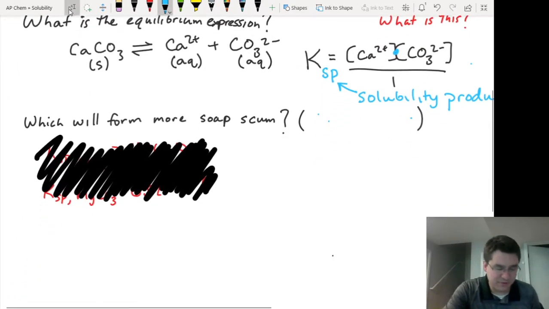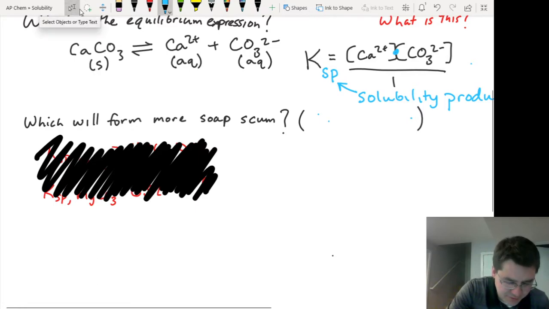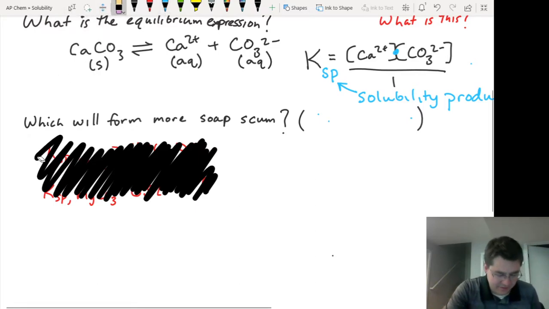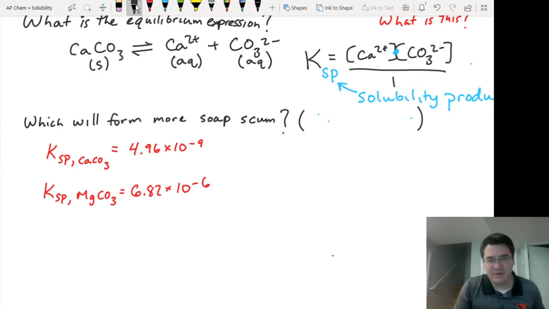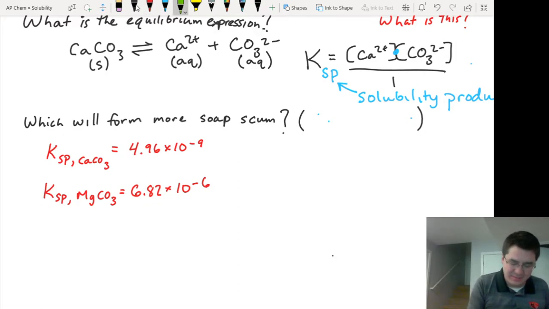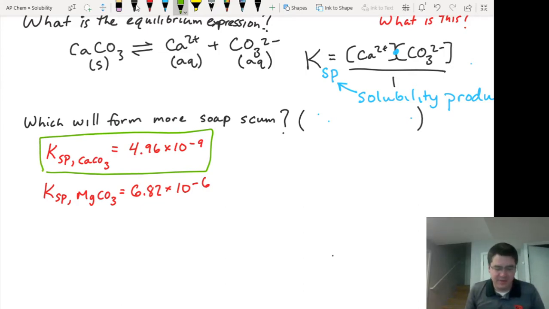Okay, which forms more soap scum? Let me erase this. Here are the Ksp values. Which one of those will be less soluble in water, and why? Magnesium? Not magnesium? 50-50 guess. This one will form more soap scum. Why? Because it's 10 to the negative 9. Yes, this one is just smaller.